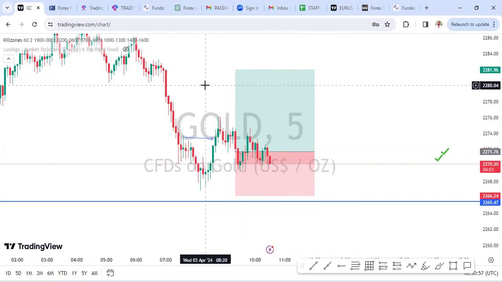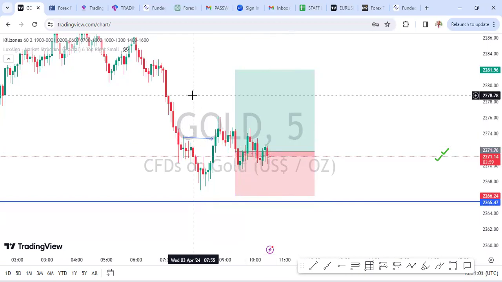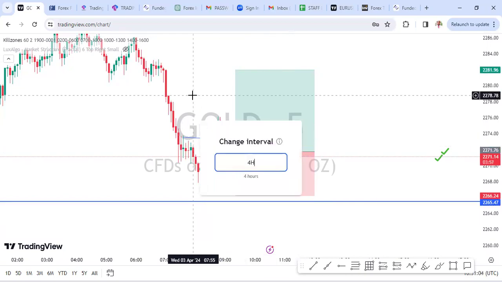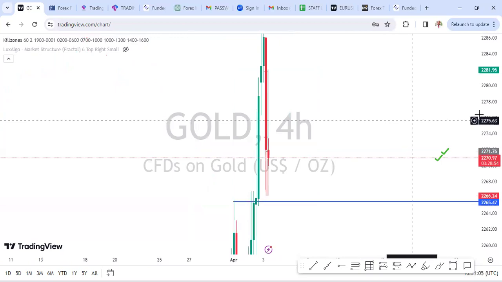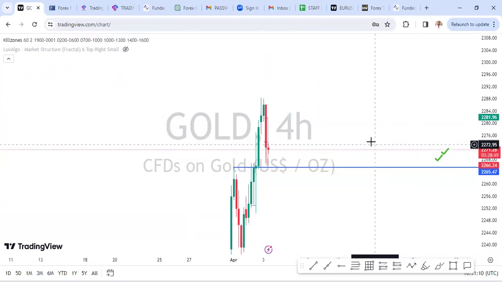So that's for gold. But overall, you can see the way it's jumping up and down. The overall trend, we should follow the overall trend in higher time frame and look for opportunity to what?